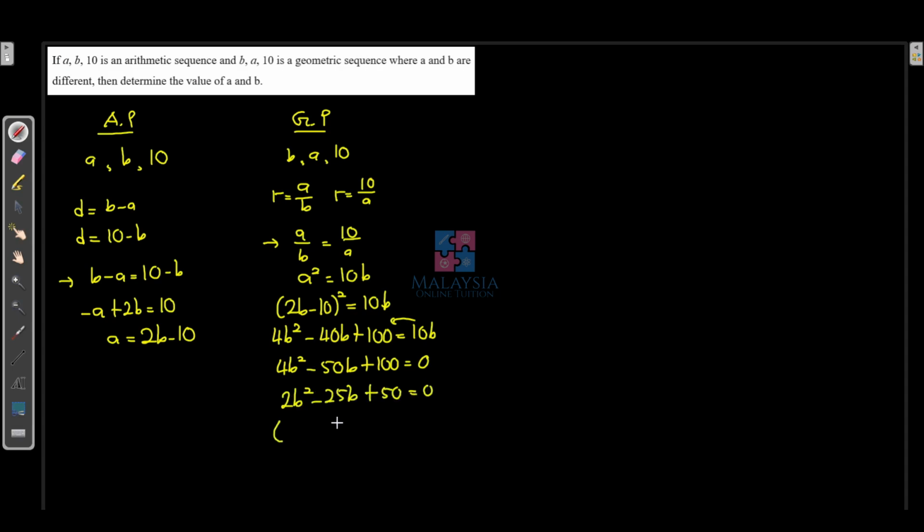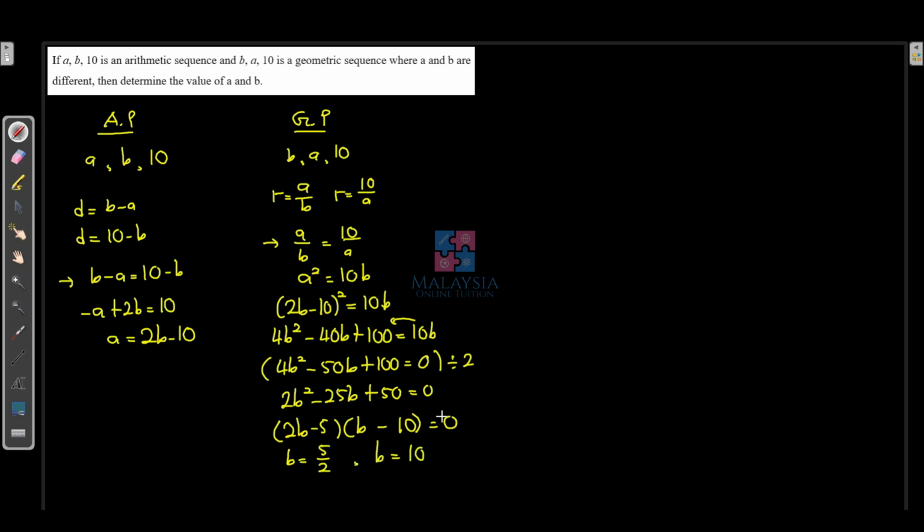So now we can try to factorize this normally first. This one divided by 2. So we can write 2B and then B. We can write 10 here. We can write 5 here. And then you can see 2 times 10 is 20, and then 5 times B is 5B, right? Okay, so negative 20 and negative 5, you can get negative 25. So we have B equals 5 over 2 as well as B equals 10.